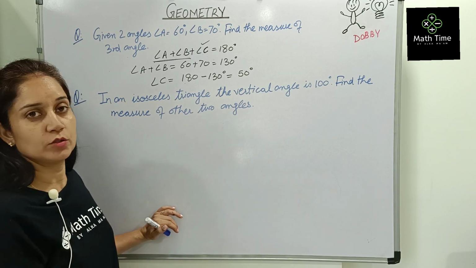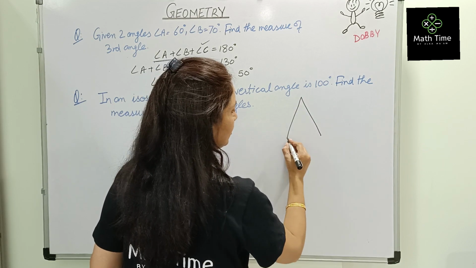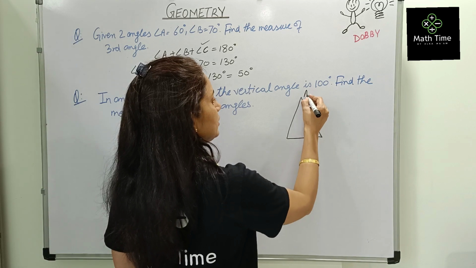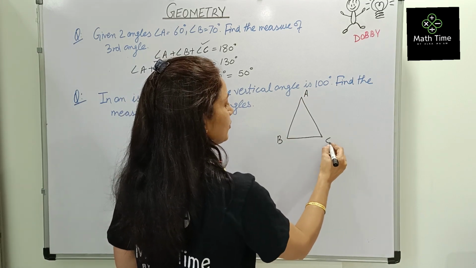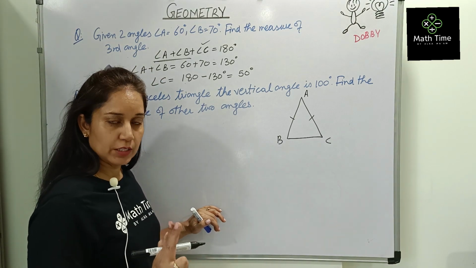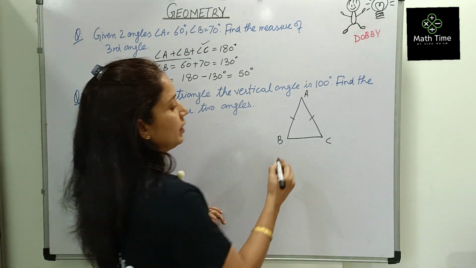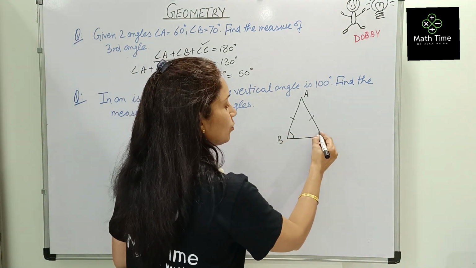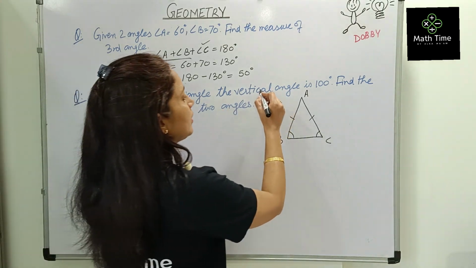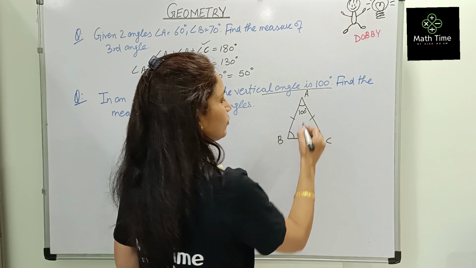Let us draw the isosceles triangle first. What is an isosceles triangle? A triangle having two sides of equal measure. Let us say this is triangle ABC. AB equals AC. In an isosceles triangle, two sides are equal. That means two base angles are also equal. That means angle B will also be equal to angle C. Here, the vertical angle is 100 degrees. So angle A given to us is 100 degrees.